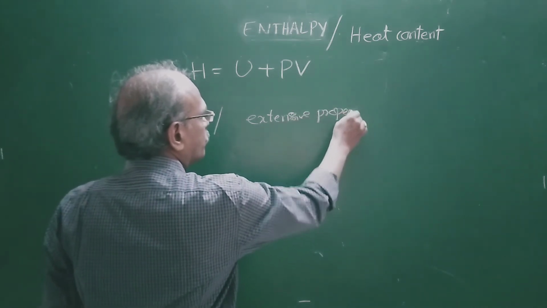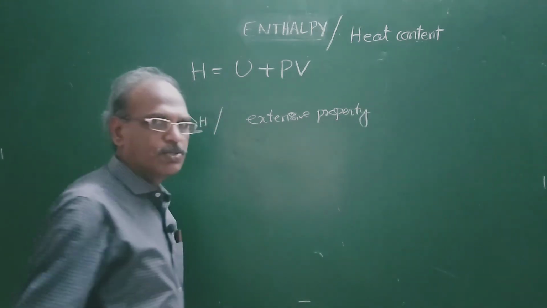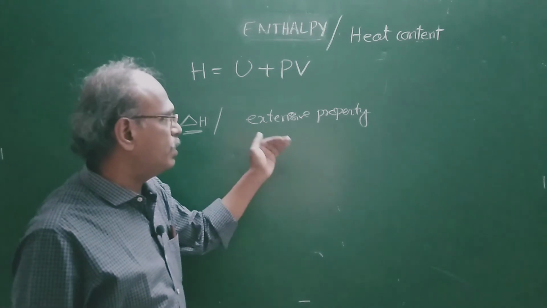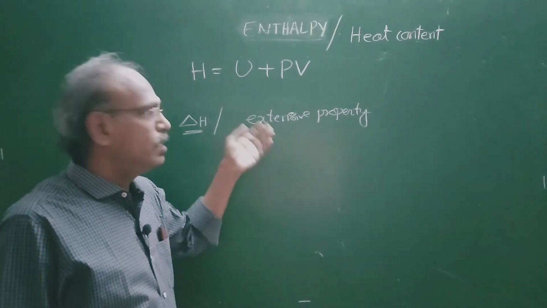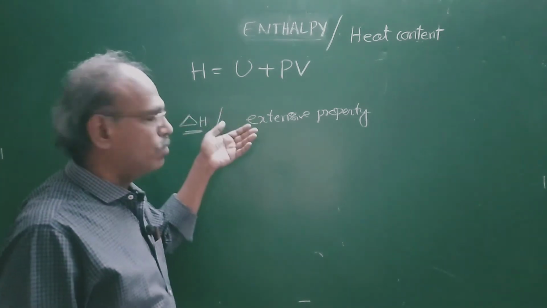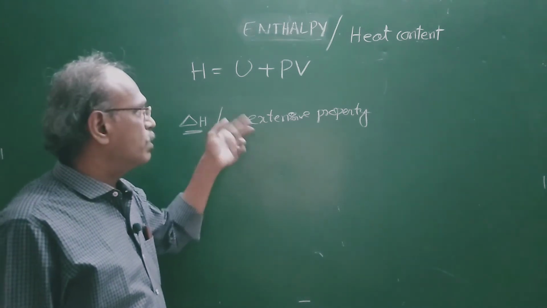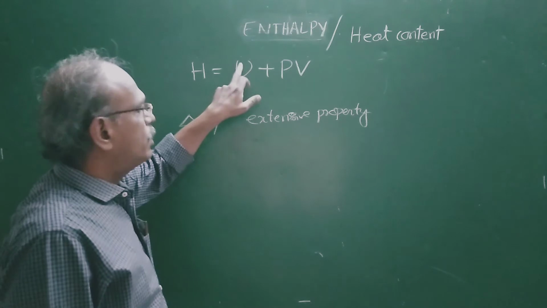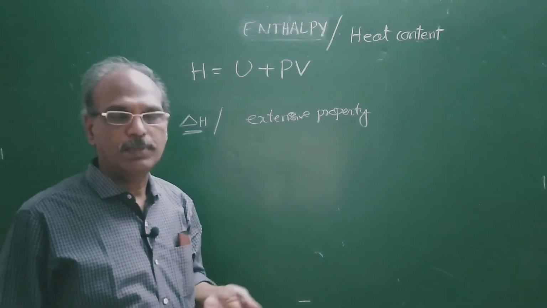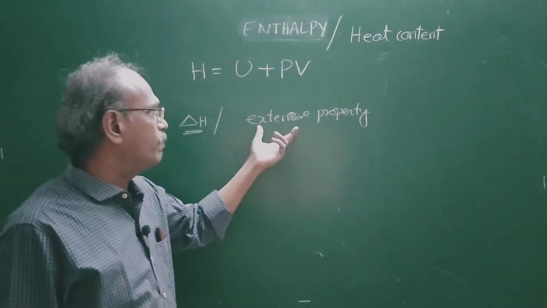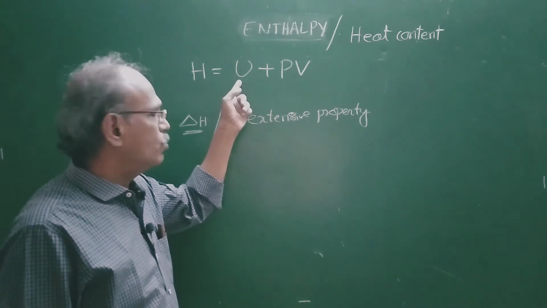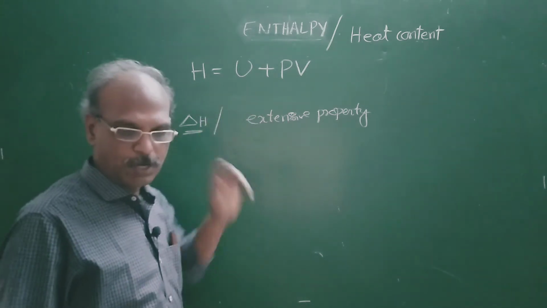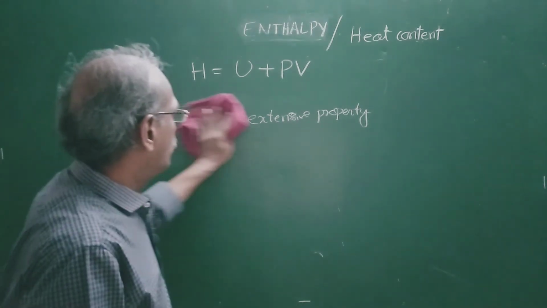Extensive means it depends on the quantity of the system. If the quantity increases, the H value also increases. We have already seen in the previous video that internal energy is an extensive property, so it depends on quantity. Therefore, H is also an extensive property.